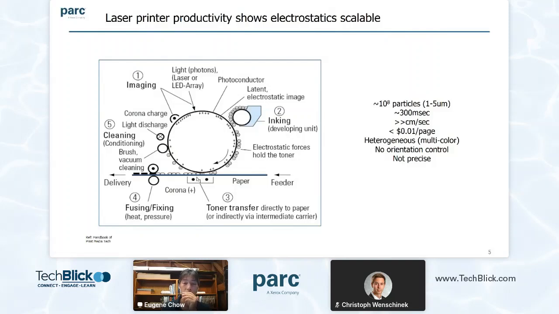It bridges the micro to the kilometer, kind of 9 orders of magnitude in scale, and it does so extremely cheaply and heterogeneously. There's color printers also. However, it's not for electronics. It's not precise enough. There's no orientation, and so our goal is to try to leverage what we learned here and to see if we can apply it towards electronics.